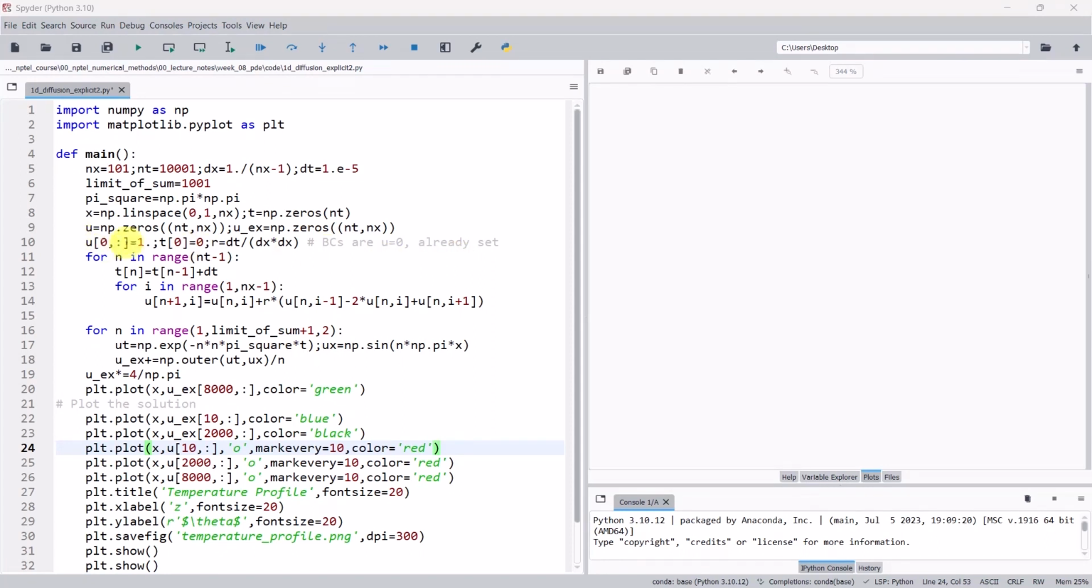by the initialization of u, that is np dot zeros. I am not disturbing those points, n equals 0, n equals minus 1. I am not disturbing them. So they will remain 0. That way boundary condition is already enforced.